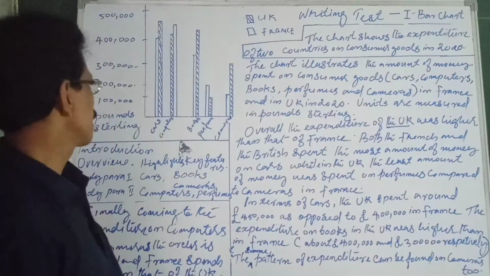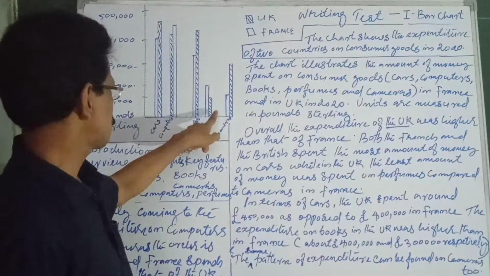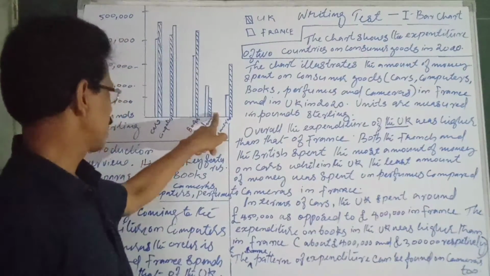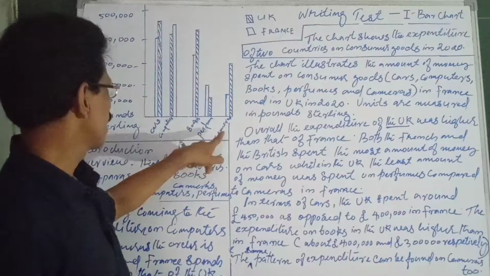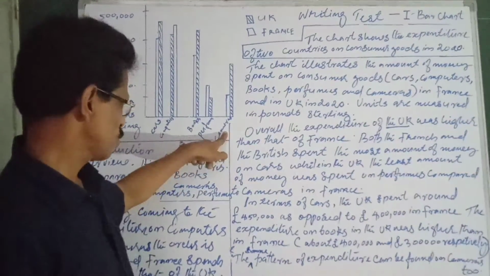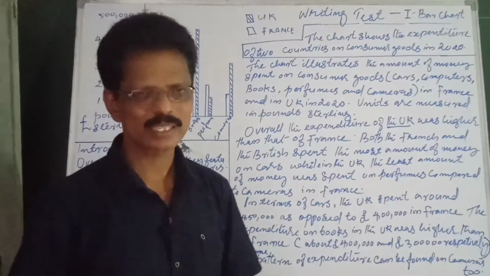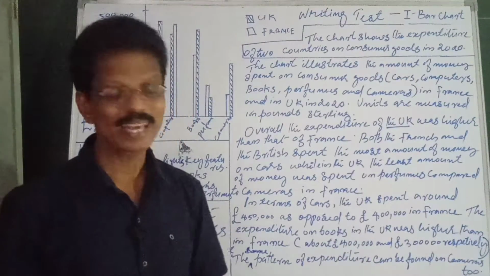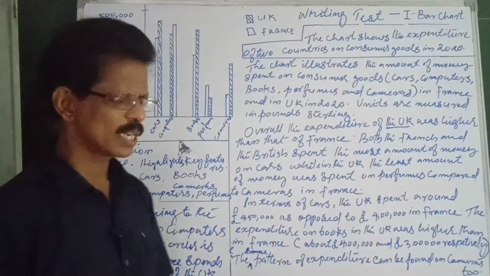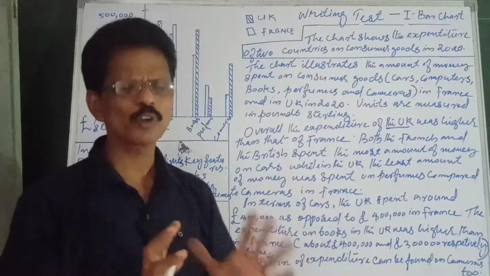Okay, now. They spend less. See, UK spends less. The least amount that the UK spends is on perfumes, whereas France spends the least amount on cameras. So that is the overview. So for an overview, you have to say the sum total, the summary, the highlights. That is what is meant by overview. This much is enough. One or two sentences, maximum three. Two is enough actually. Two or three sentences only you can write.